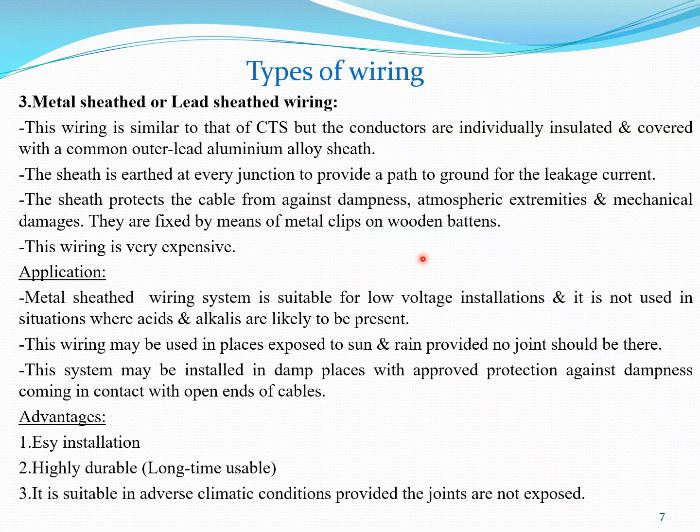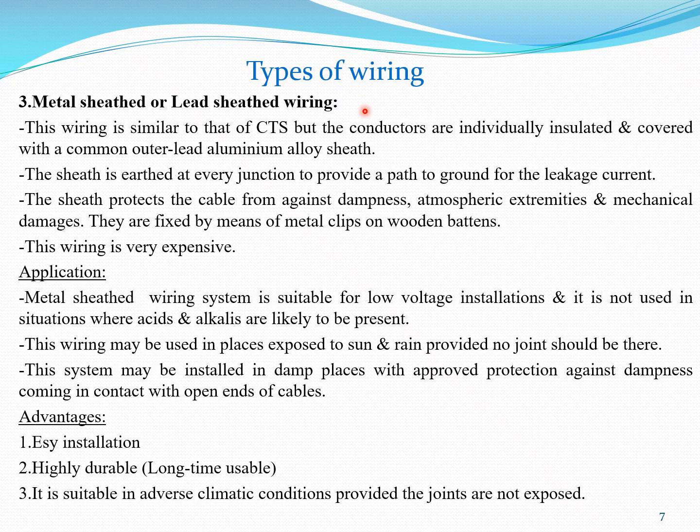Now we'll discuss the third type, that is metal sheathed or lead sheathed wiring. This wiring is similar to that of the CTS. But what is the change? The conductors are individually insulated and covered with a common outer lead aluminum alloy sheath. The sheath is earthed at every junction to provide a path to ground for the leakage current. This sheath protects the cable from dampness, atmospheric extremities, and mechanical damages. They are fixed by means of metal clips on wooden battens. This wiring is expensive.